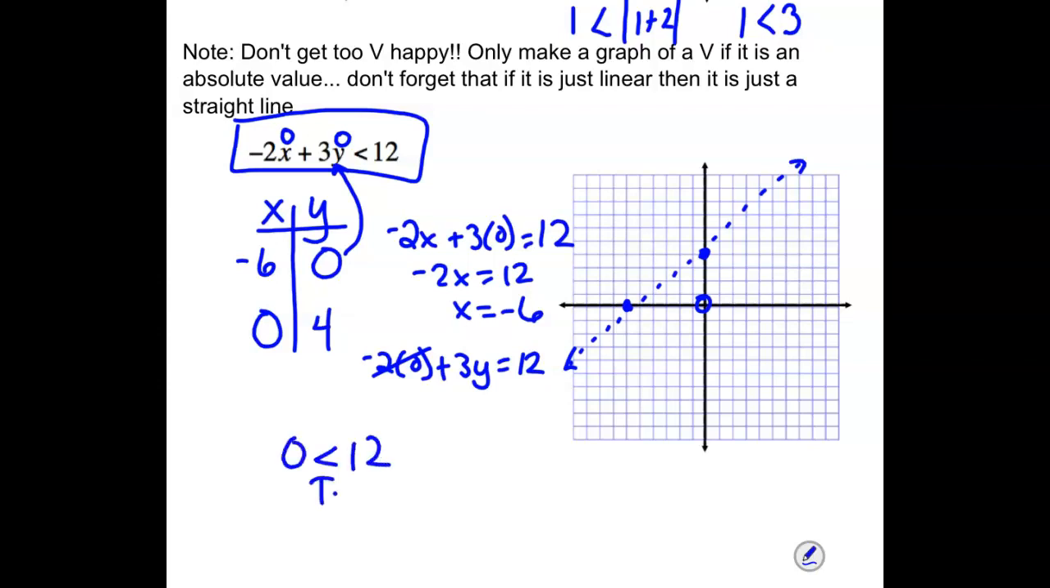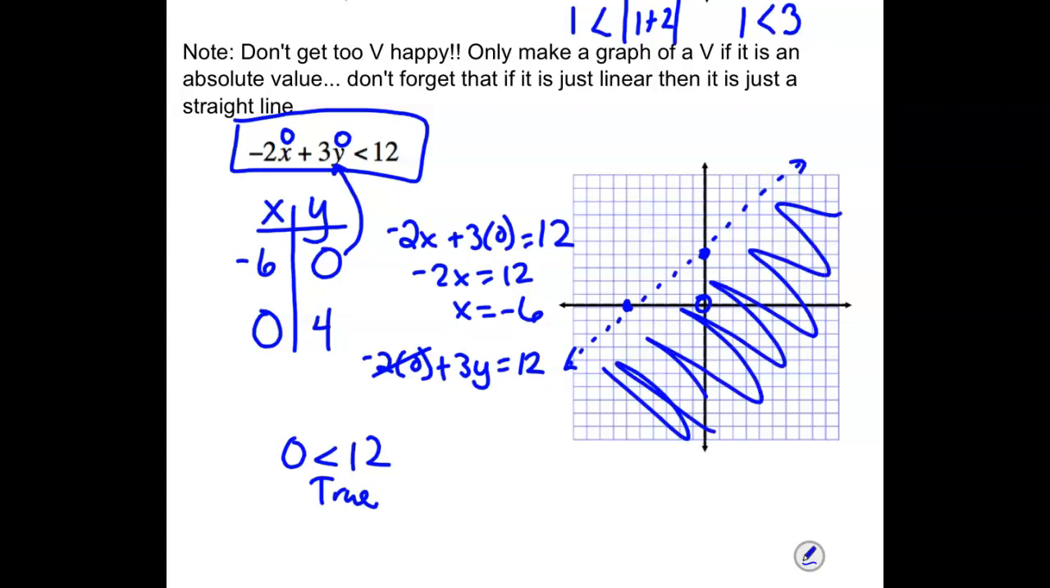Since that is true, we want to shade the side that has the origin on it, so we are shading this. If you want to check it, let's go ahead and solve this for y. I'm going to add the 2x to the other side, and I'm going to divide out the 3. So I have y is less than 2/3 x plus 4. That fits with my y-intercept being 4.